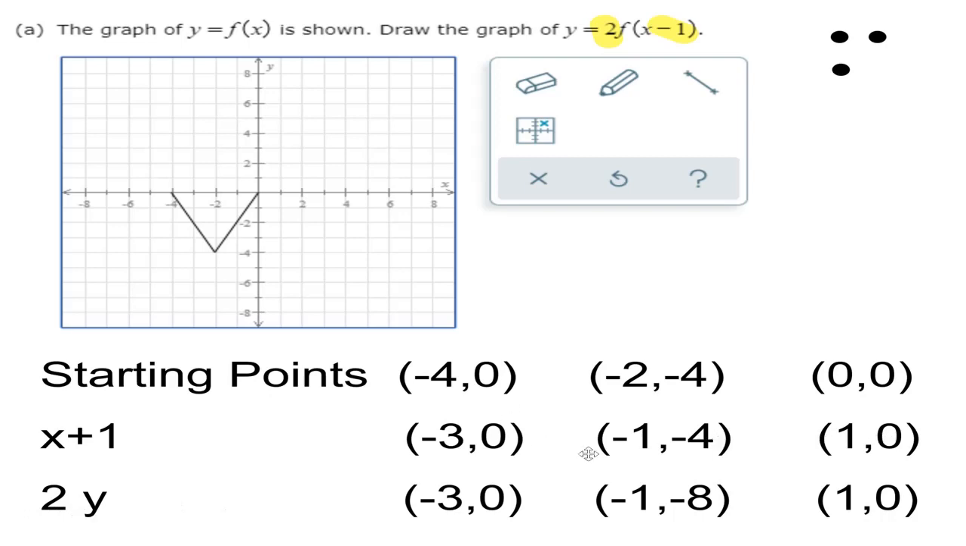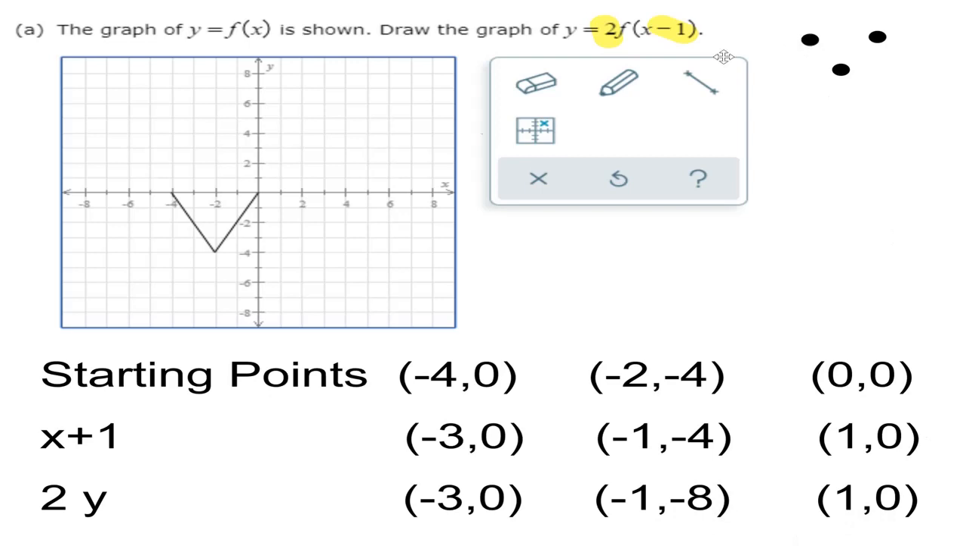I'm going to look at the new 3 points that I have. So that 0 stays a 0. The -4 becomes a -8. And that 0 stays a 0. So my 3 points that I'm going to graph are (-3, 0), (-1, -8), and (1, 0).